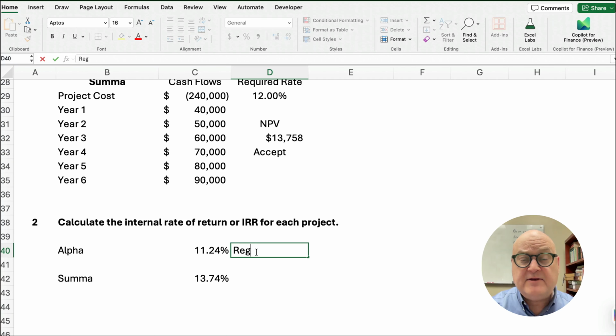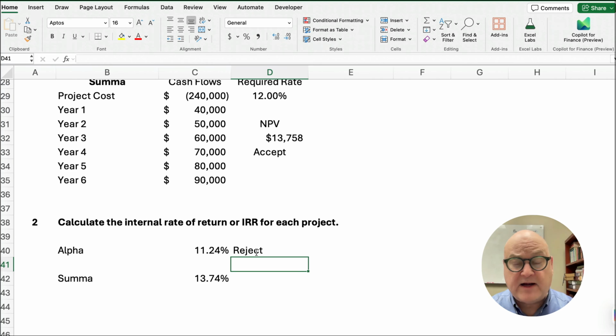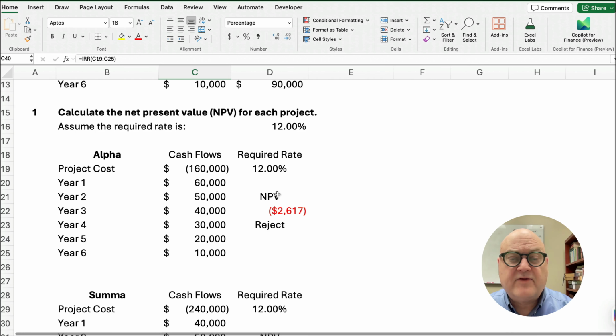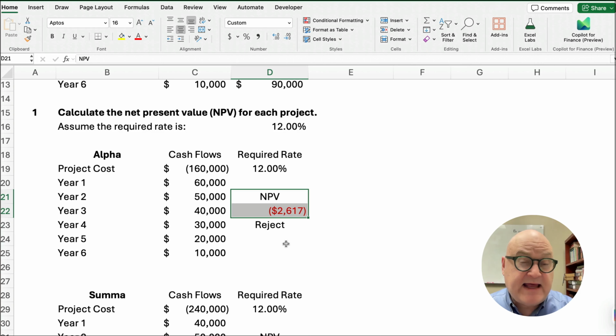It's the same rejection because we're only getting 11.24. Our net present value is negative. They would give the same sign, but this is the reason why. We want a 12% return. We only got 11.24. So therefore, we did not get the 12, and therefore the net present value is negative.